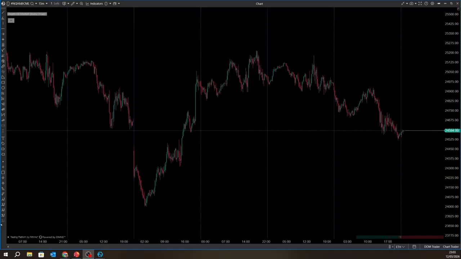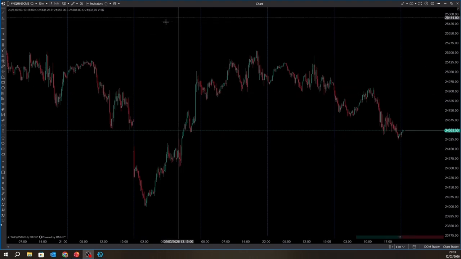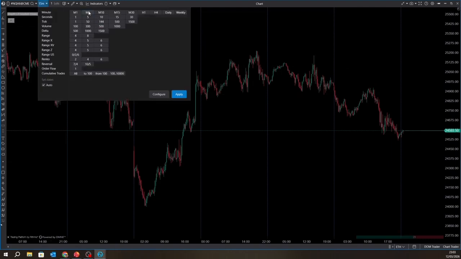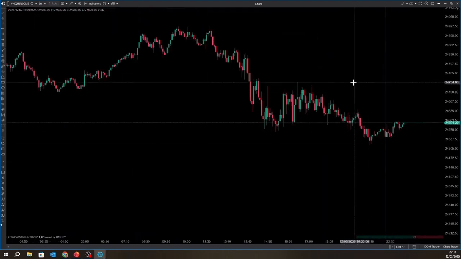So here we have the ATAS. This is the ATAS platform, and this is my preferred platform of choice. For those who are interested in looking at footprint charts, right, this is what they look like. So we have our regular candlestick chart. So if I just go down now to a 5-minute chart, this is the 5-minute chart.